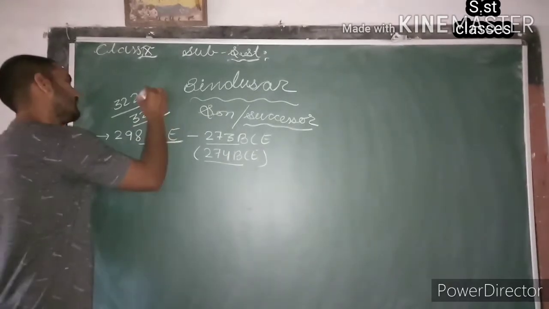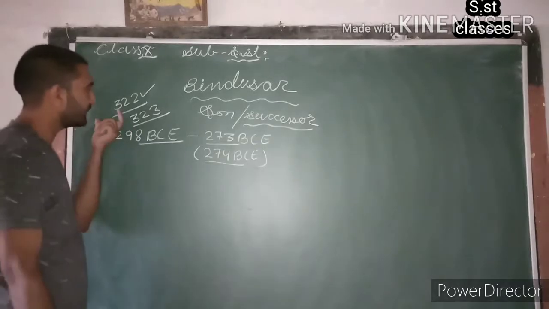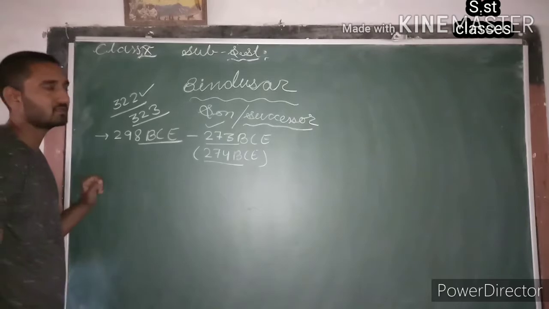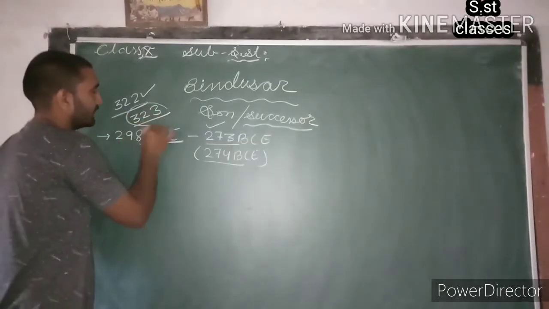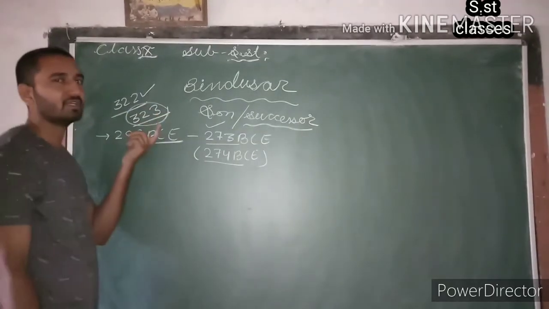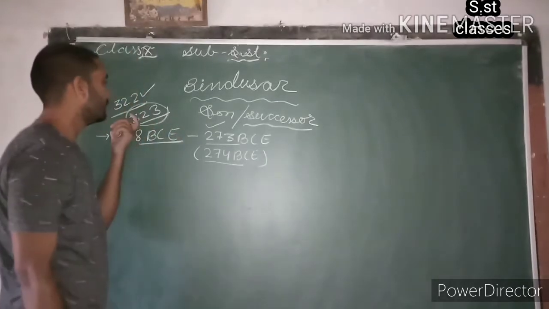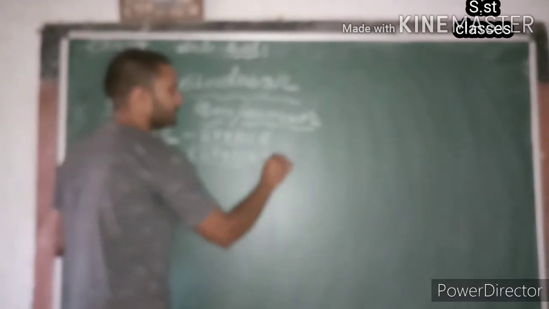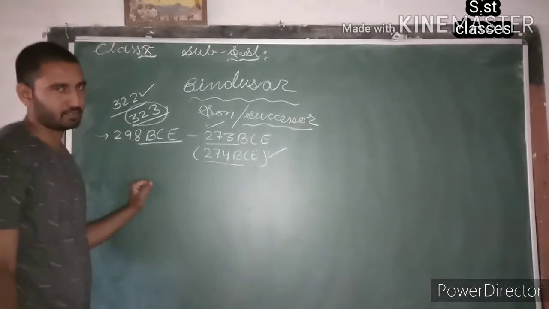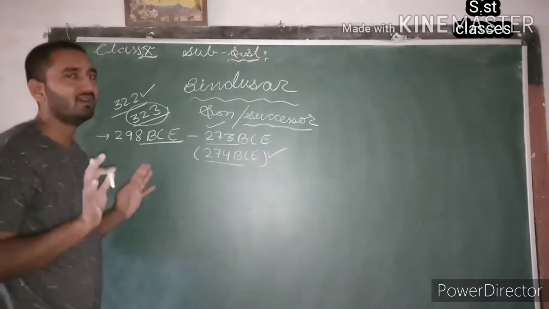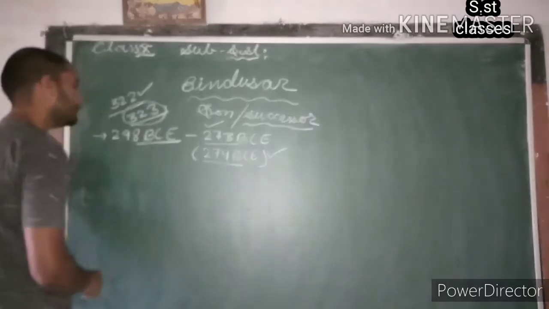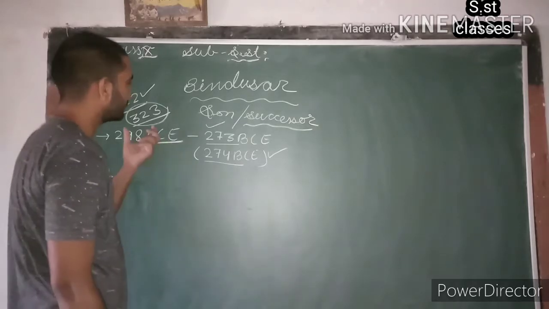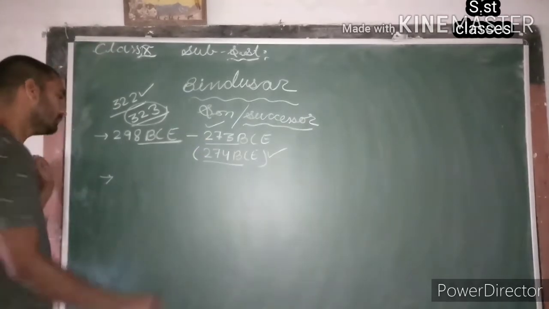So if we take 322 before Common Era as the beginning of the Mauryan dynasty, then 273 before Common Era is the right answer. On the other hand, if we take 323 before Common Era as the beginning of the rule of Chandragupta Maurya, then 274 before Common Era is the right answer. So in this way, both are right. Is that clear? So Bindusar became the ruler in 298 before Common Era. He was the son and successor of Chandragupta Maurya.